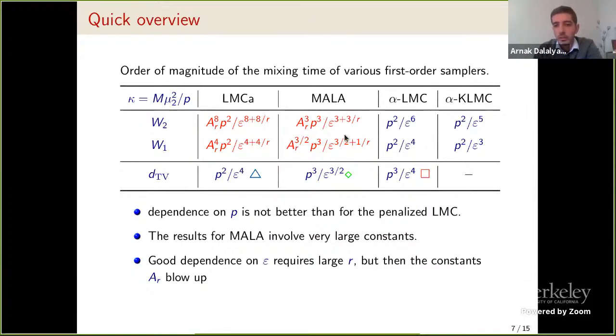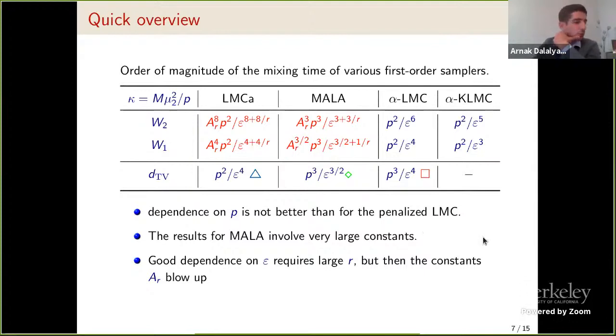For MALA, it's a little bit different. Once again, I have said that MALA behaves very well as a function of epsilon. So here we see this behavior. We have epsilon to power 3 instead of epsilon to power 6 or to power 5. But the dependence on p is worse. The dependence on dimension here is p to power 3. And once again, there is this constant A_r to power 3, which pops up here, which also can be very large. Numerical constants also are not very good for MALA here.